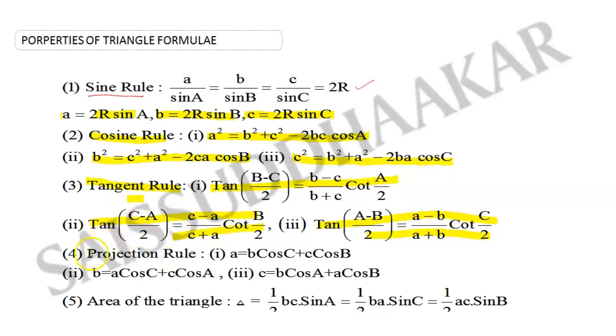Next formula is the projection rule. So the projection rule formula: here also we have three. Small a is equal to b cos C plus c cos B. And small b is equal to a cos C plus c cos A. And the third formula, c is equal to b cos A plus a cos B.